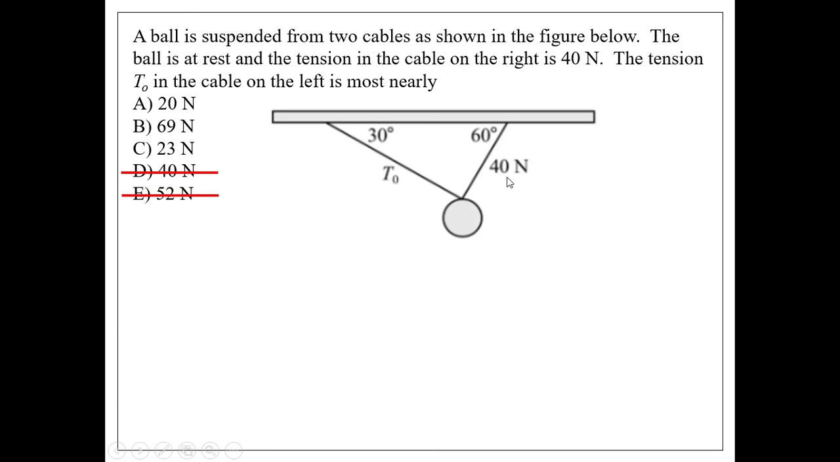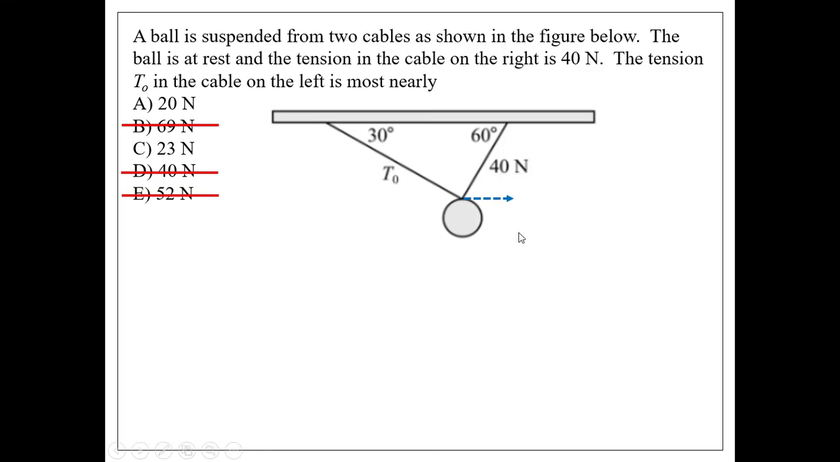I'm also going to cross out 52. Well, if it can't be 40, it can't be 52. I'm also going to cross out 69. Okay. Now, you're left with choice A and C, right? It's either 20 or 23. Well, all we have to do is just use a little common sense.